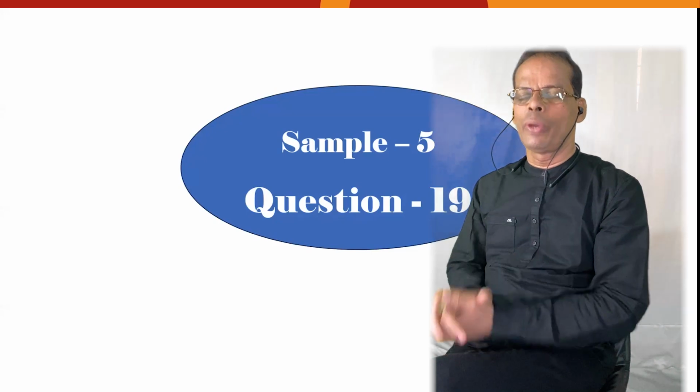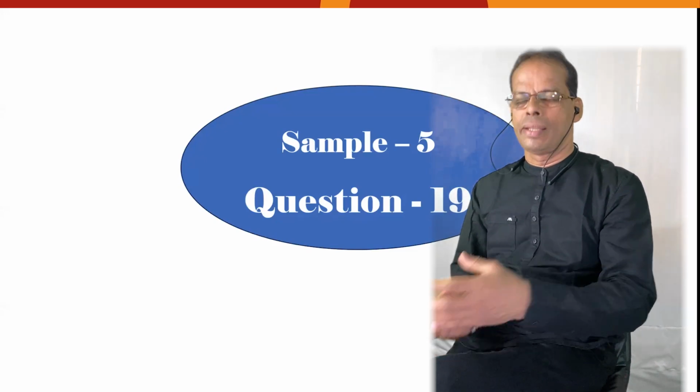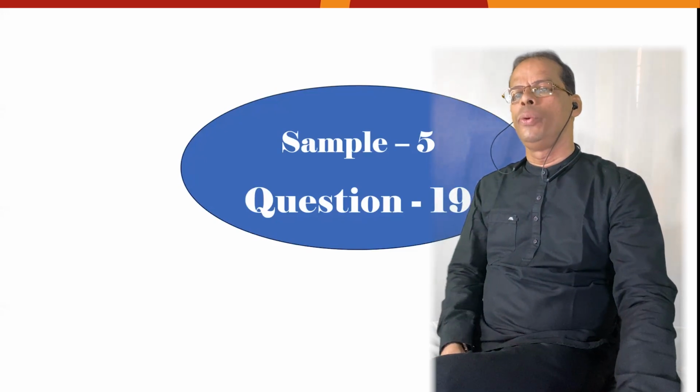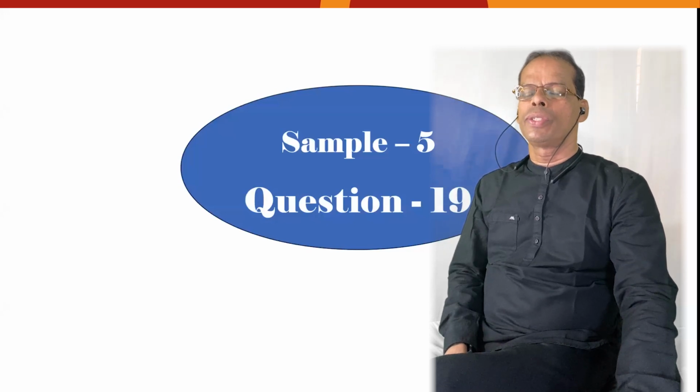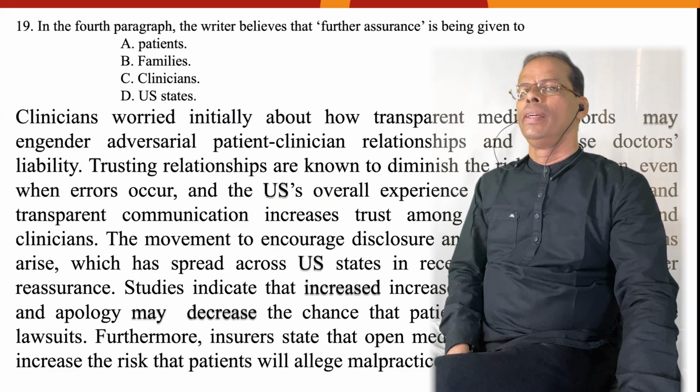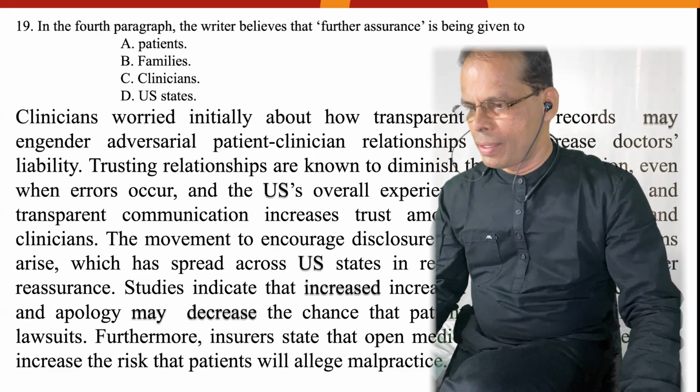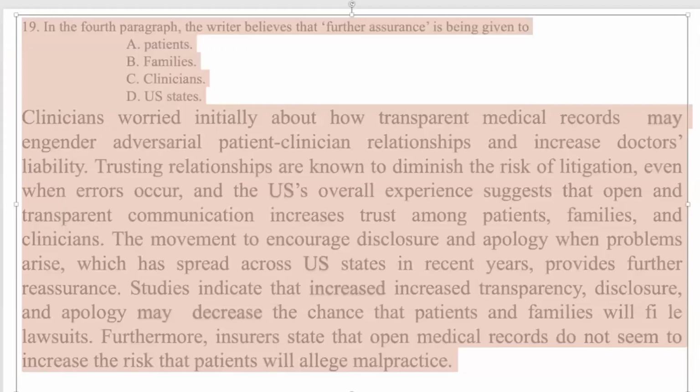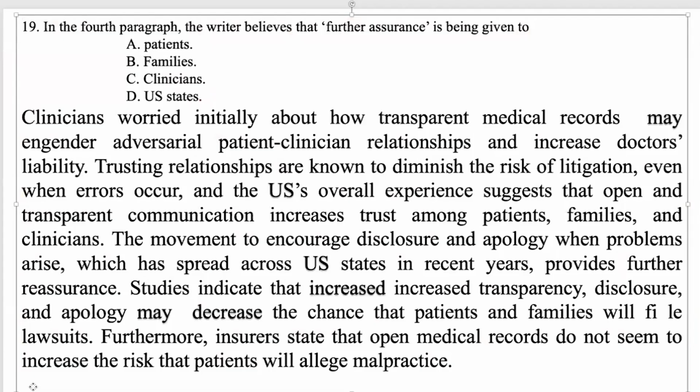Actually, in the sample, questions 15 to 18 we have already dealt with. These are the remaining questions. In the latest new sample, we'll be going with question number 19 today. Let me just make the system read it for you. 19. In the fourth paragraph, the writer believes that further assurance is being given to: A, patients; B, families; C, clinicians; D, states.